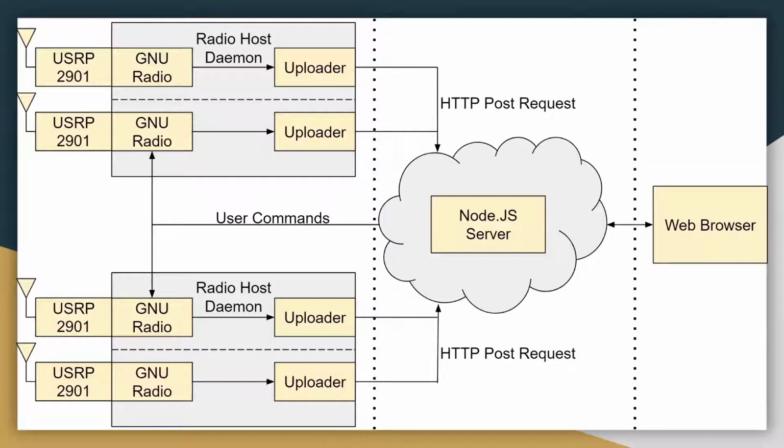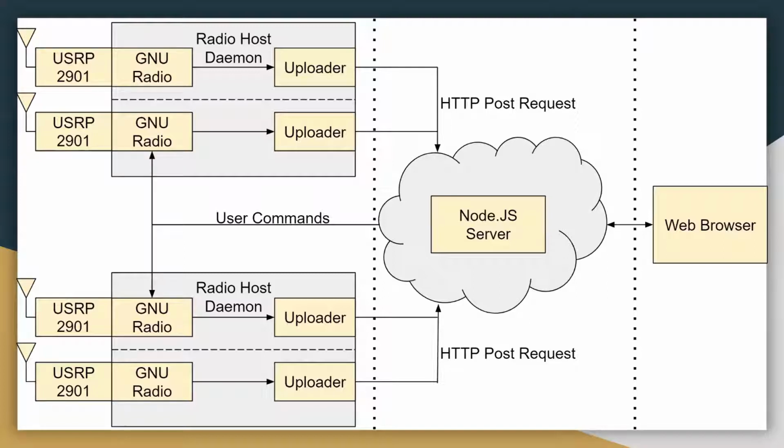Those consist of one or two software-defined radios. In this case, we're using the USRP 2901s. And those are paired with GNU Radio to do all the sampling and then output the data. That data is then sent to a custom Python script we wrote that does the uploading of the data, which sends all of that information to the cloud with whatever metadata it needs.